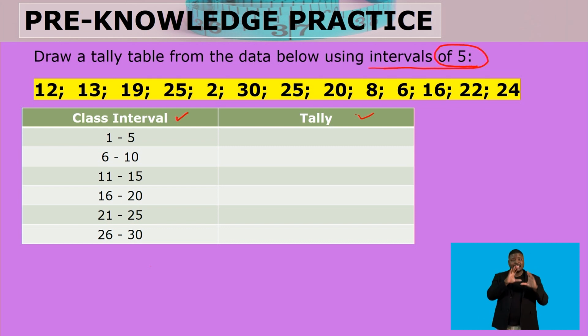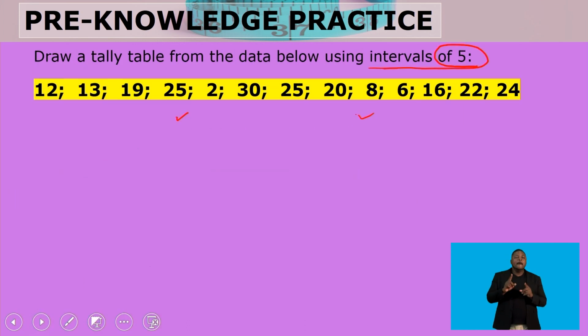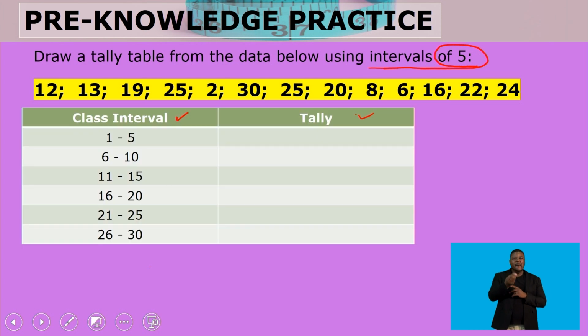Here I'm talking class interval. With the previous one, we just had the name of chocolates. So the link here now is, if there's chocolates alone, that's what we're dealing with. But because the next one, this tally table, had numbers, 12, 13, 19, 25, etc., we then say we break them up into intervals. For our case, we're using intervals of 5.